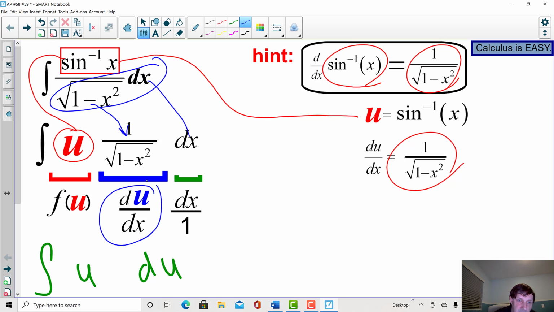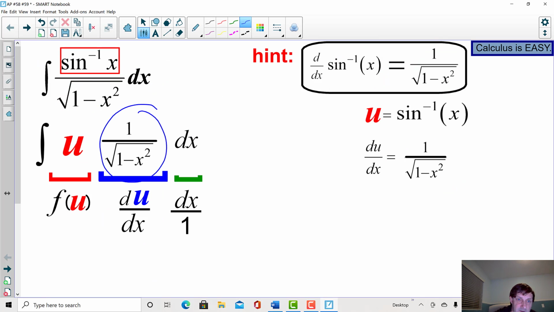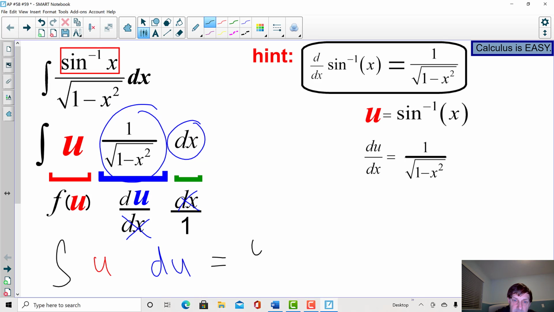Now we want a du/dx right here. It turns out we're lucky because du/dx is already sitting right there. So we have our du/dx right next to our dx, so we can cancel the dx's, and we'll just be left with a du. So we just have the integral of u du. That's an easy integral. Our answer is going to be u squared over 2.